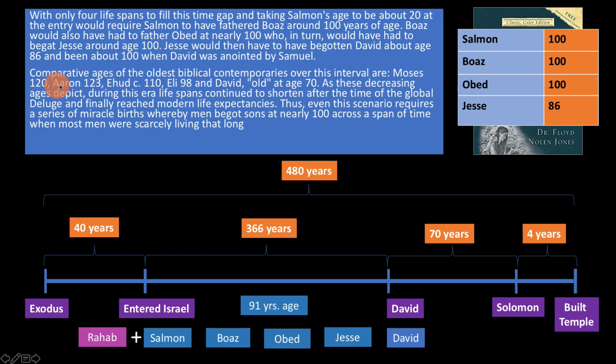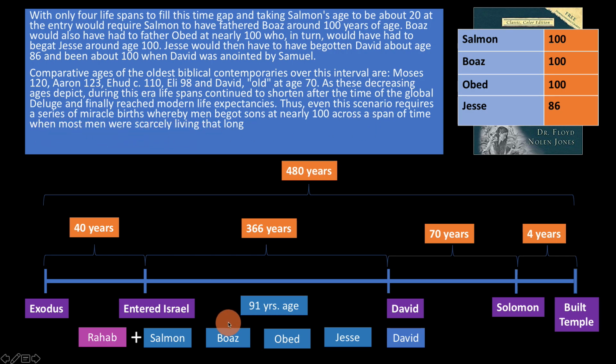He notes, "Comparative ages of the oldest biblical contemporaries over these intervals are Moses 120, Aaron 123, Ehud 110, Eli 98, and David old at age 70. As these decreasing ages depict, during this era, lifespans continued to shorten after the time of the global deluge and finally reached modern life expectancies. Thus, even this scenario requires a series of miracle births, whereby men begot sons at nearly 100 across a span of time when most men were scarcely living that long."